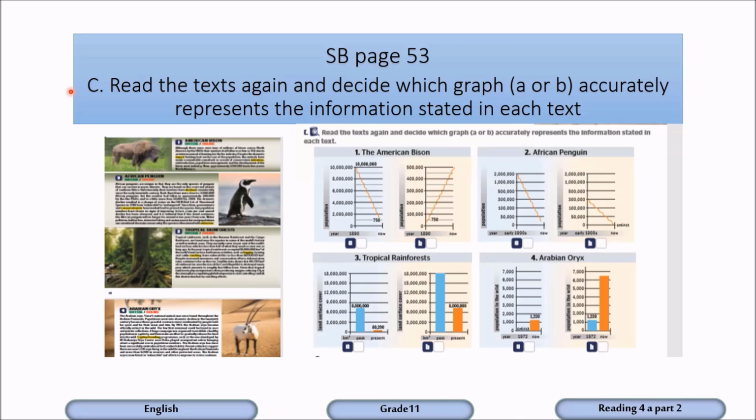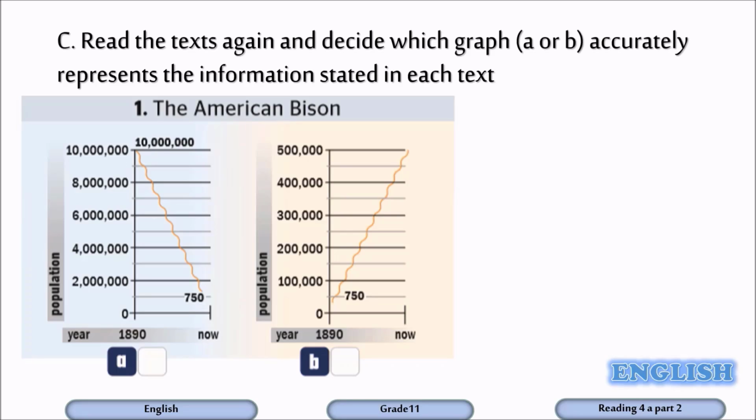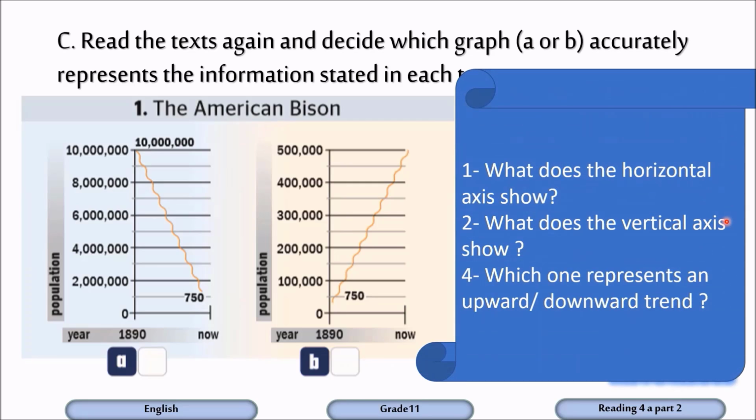Alright, after having summarized the text, let's move on now to the Activity C on your student book, page 53. Read the text again and decide which graph A or B accurately represents the information stated in each text. So as you can see, this is the Activity C and you have graphs that represent the text and you have to decide which one is the appropriate. Is it A or B? We are going to identify which graph from the two graphs is relevant to the data mentioned in the text of the American bison. So let's respond to the following questions.